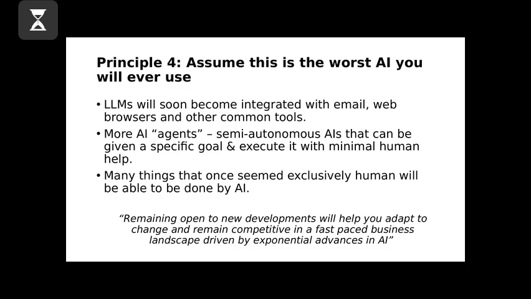So as humans, we need to start considering what our role is in all of this, living with AI and working with AI. How do we keep our unique human contributions, or human values, intact? How do we keep them aligned with the uses and development of AI? I would like to leave you with this quote that Mollick highlighted: remaining open to new developments will help you adapt to change and remain competitive in a fast-paced business landscape driven by exponential advances in AI.